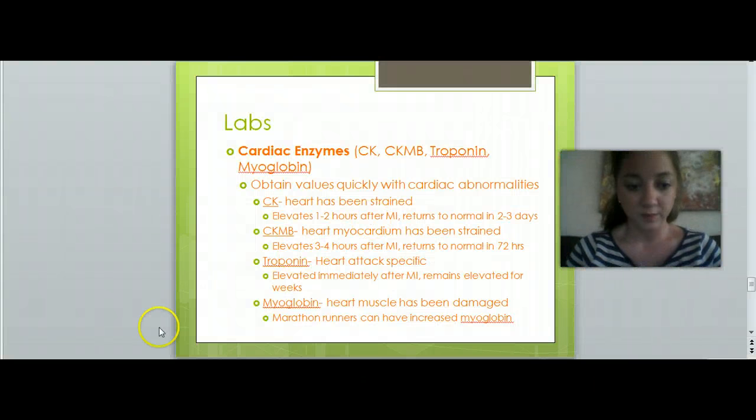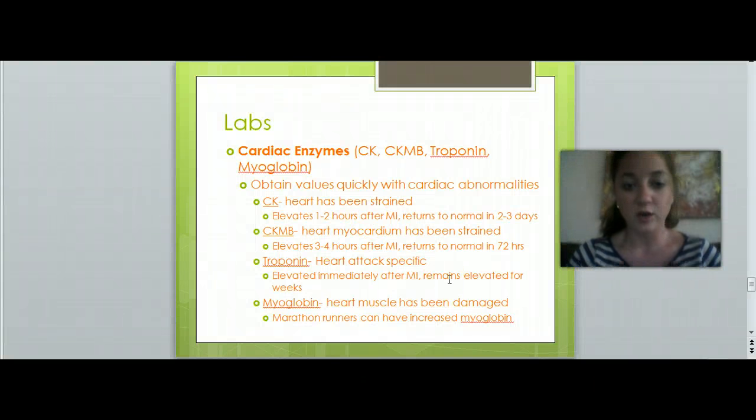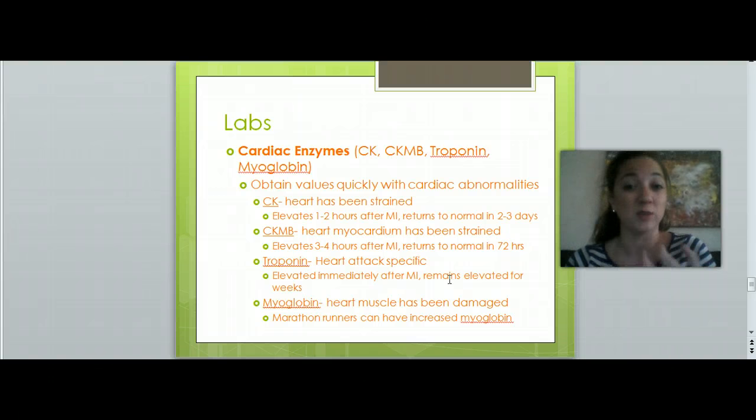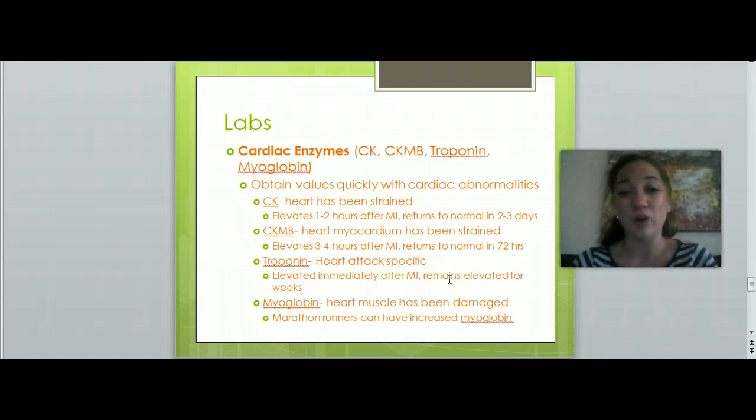All right, so the CK. This is telling us if the heart has been strained at all. It's pretty broad. It usually elevates about an hour or two after the MI has been initiated within the heart, the myocardial infarction, which means there's been a lack of blood supply to an area of the heart muscle. So usually within an hour or two after that happens, the CK is elevated.